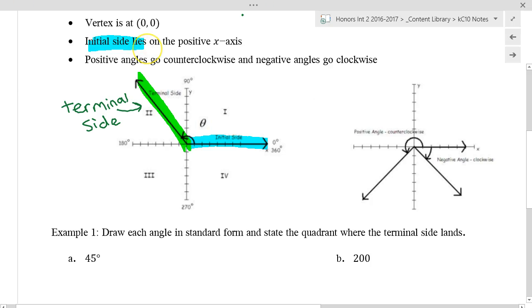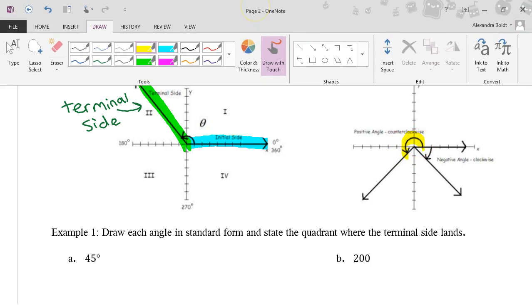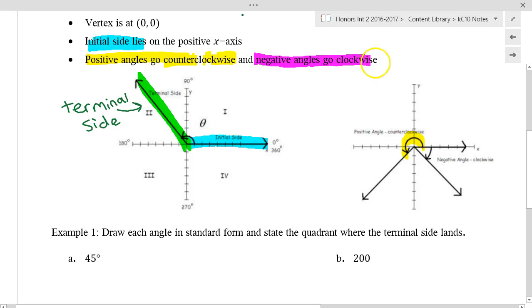If it's positive, it's going counterclockwise. It's going around this way, the opposite of a clock. And negative angles go clockwise, so they'll go backwards. I always think about start going up or start going down. So positive will start going up, negative will start going down.